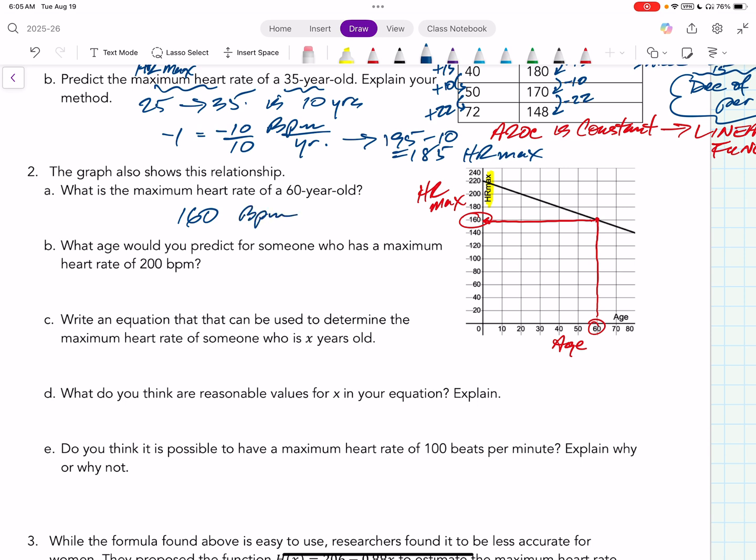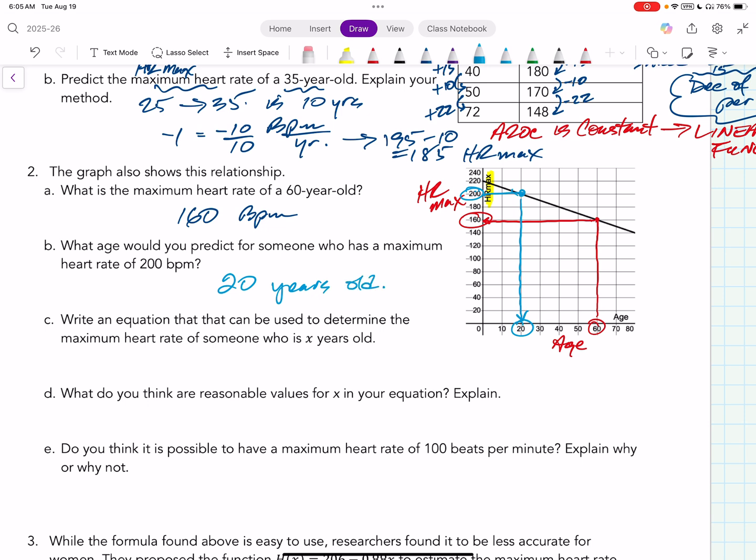And then it says, what age would you predict for someone who has a maximum heart rate of 200? Well, here you do the reverse procedure. So you find 200 beats per minute. So let's do that. It's up here on the y-axis. You go to the function. Wherever it hits the function, you go down, and then you read the graph. And guess what? That refers to a 20-year-old. So a 20-year-old would have a 200 beat per minute maximum heart rate. So 20 years old.